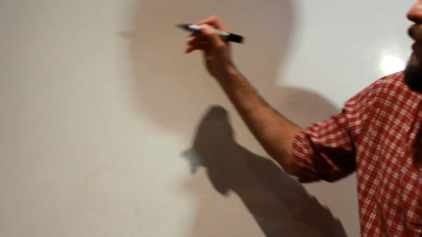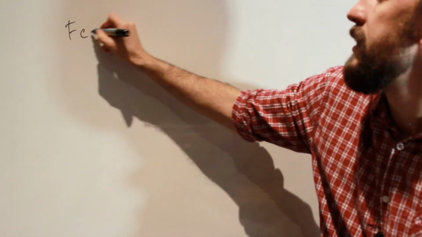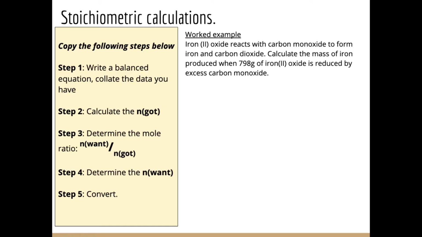Iron oxide reacts with carbon monoxide. So iron oxide is FeO because it is iron(II) oxide, and we discussed these Roman numerals, meaning it's going to make a 2+ iron. So a 2+ iron.